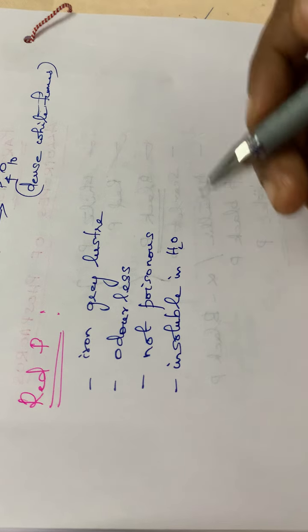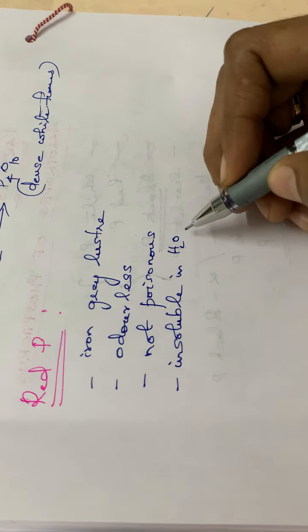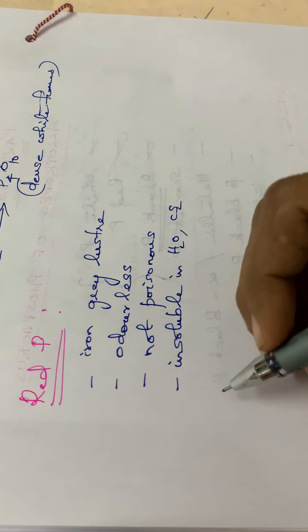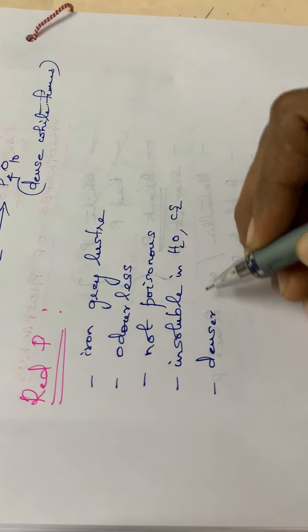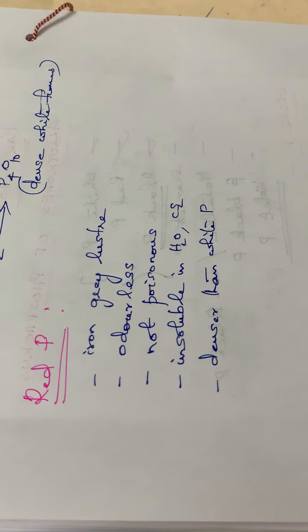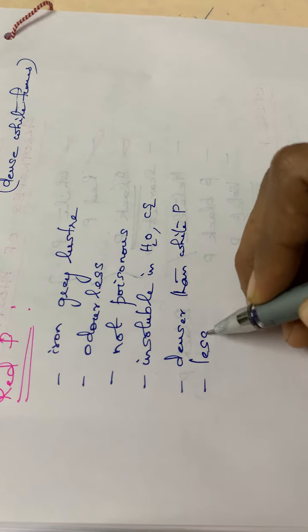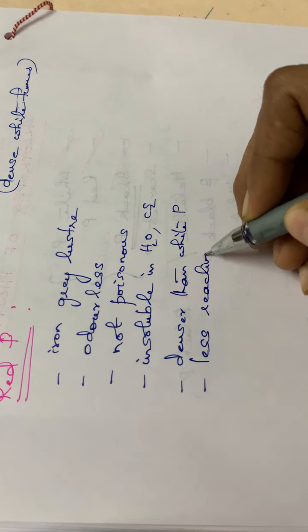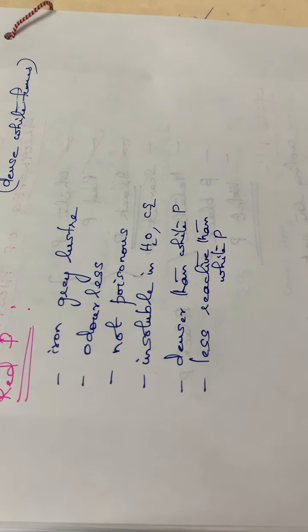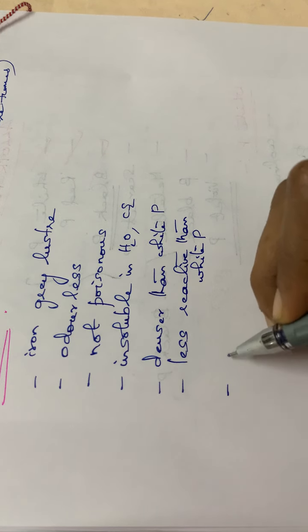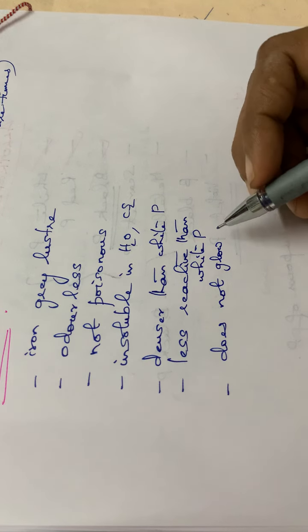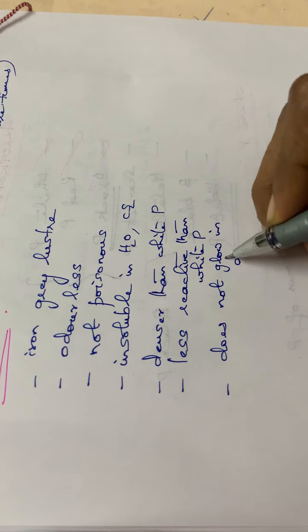Insoluble in water as well as carbon disulfide. Then denser than white phosphorus. Also less reactive than white phosphorus. And also does not glow in dark. At the same time, the white phosphorus will glow in dark.